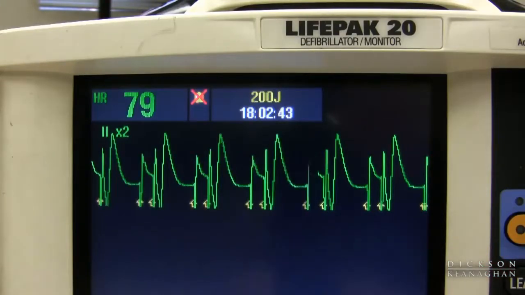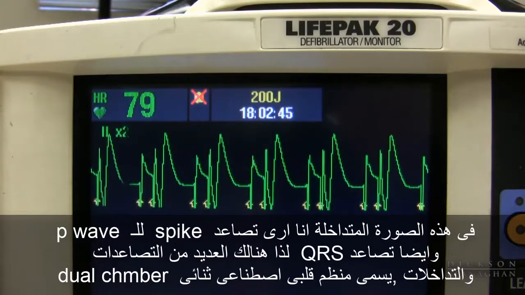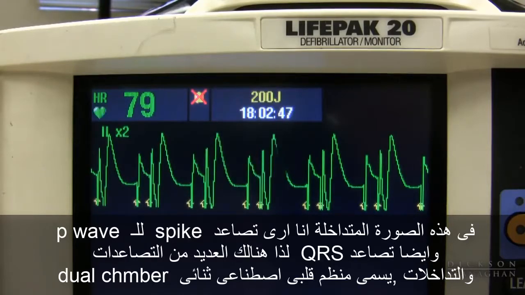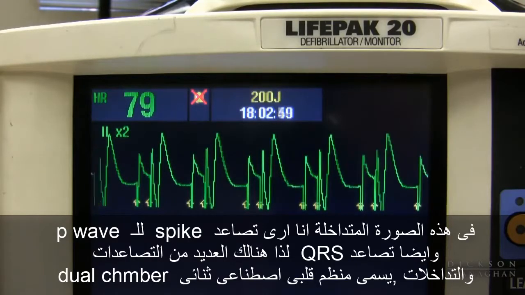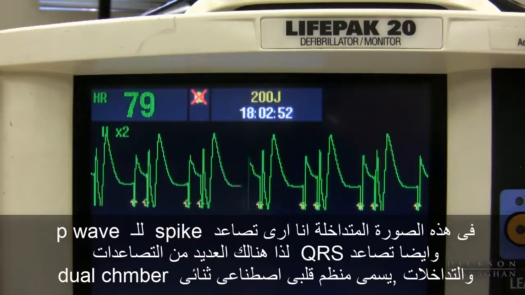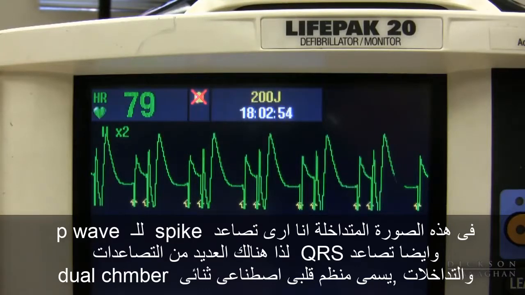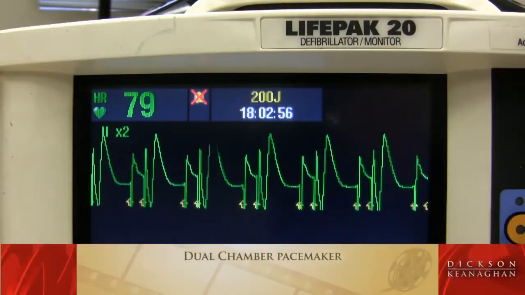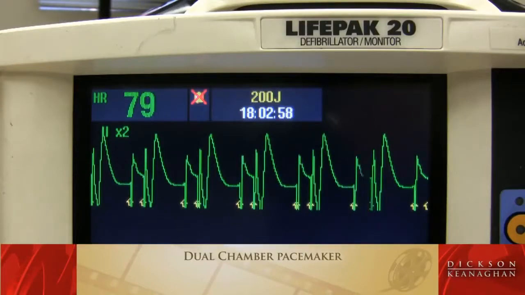In this chaotic picture, I see a spike and a P wave, a spike and a QRS. So I have multiple spikes and captures. This is an AV sequential or dual chamber pacemaker. This is an implanted pacemaker.